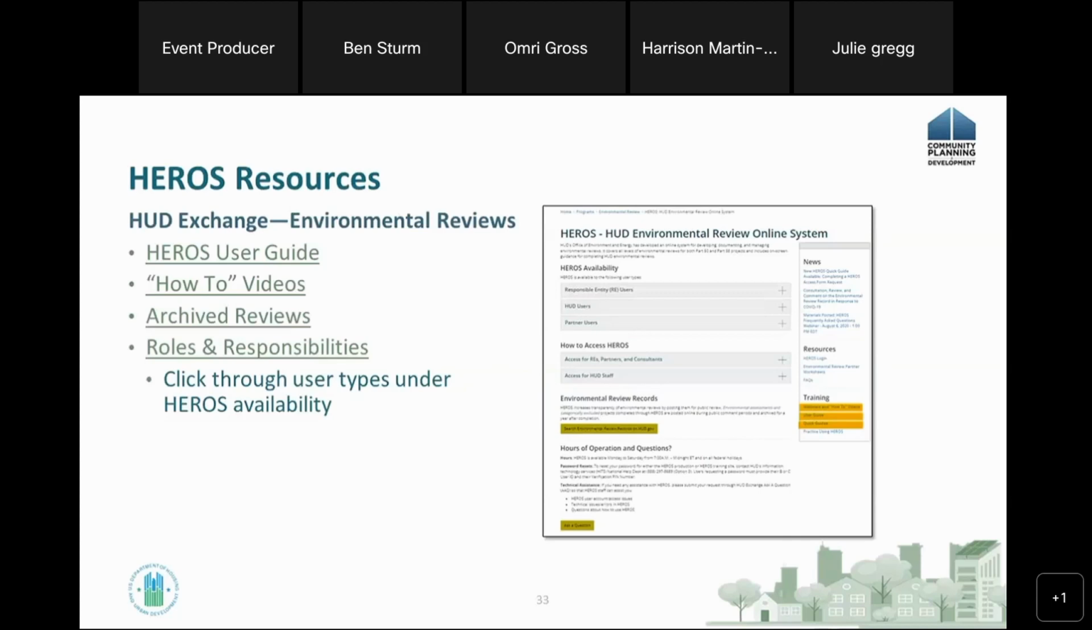And finally, for HEROS, this slide has a list of resources that may be useful if you're new to HEROS or you're in need of some additional assistance. We have a link to the overall user guide, which covers all of the ins and outs of the HEROS system. We have a link to how-to videos. These basically give you a quick overview of various functions in the HEROS system. There's a link to archived reviews, which will take you to environmental reviews that were completed in HEROS and are available for public consumption. And finally, we have a link to the roles and responsibilities section of the HUD Exchange website for HEROS that provides a list of user types and roles in the HEROS system.